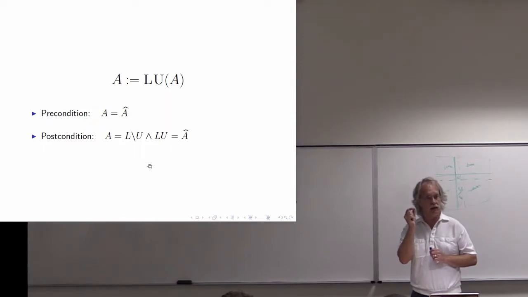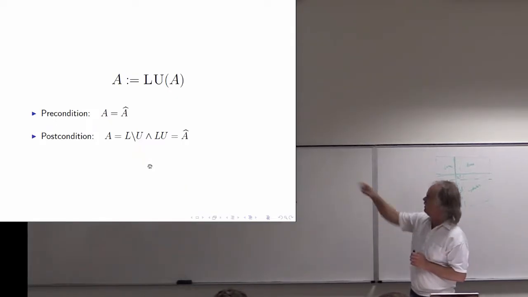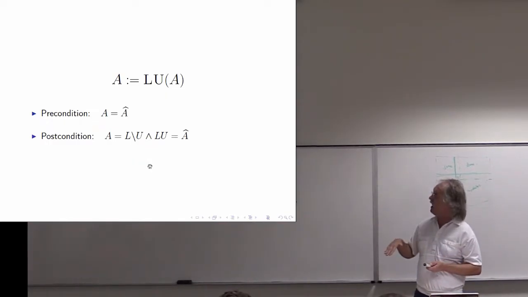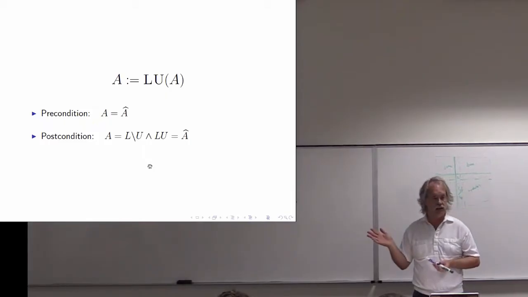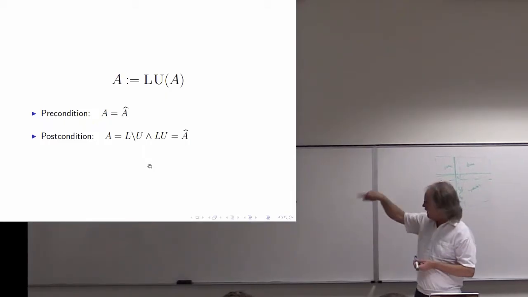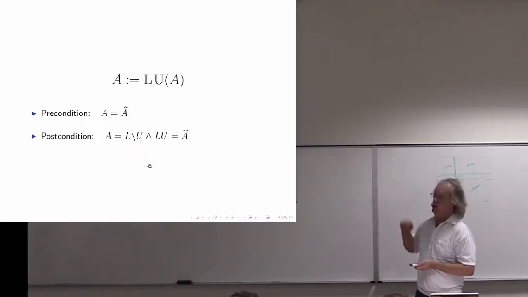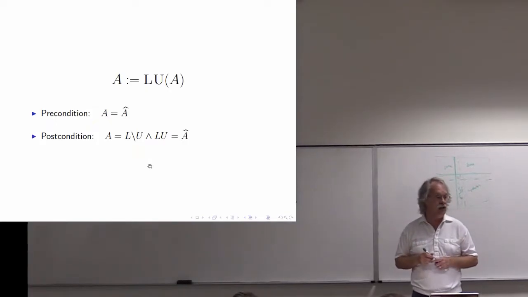So when we start, A has its original contents in it. That's what the precondition tells you. And when we're done, we would like for A to have been overwritten with L below the diagonal and U on and above the diagonal. That's what that slash is supposed to indicate. Such that L times U is equal to the original contents of A.